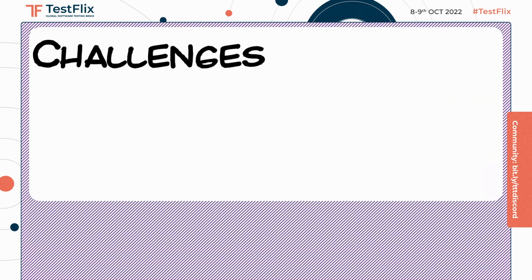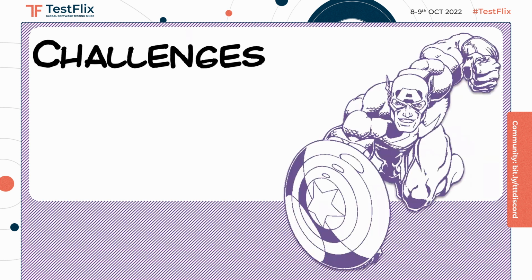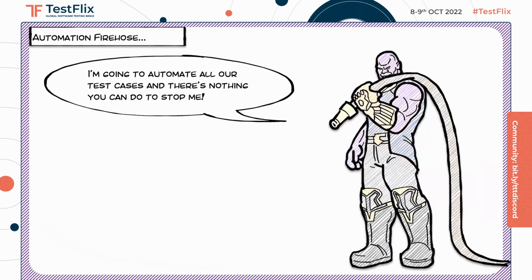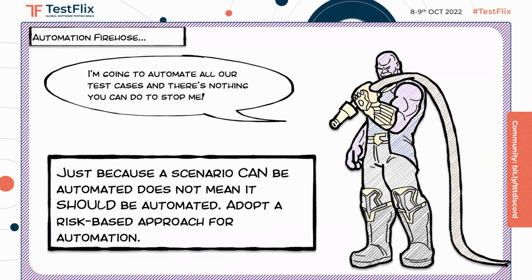So what are some of the common challenges that I've seen people encounter in adopting test automation? One of those is the automation firehose. This is where you're given a fresh new tool, you like it, so you try to apply it everywhere. But just because you can automate something does not mean that you should. You want to adopt a risk-based approach for your automation, using an automation scorecard and a checklist to help you along the way.